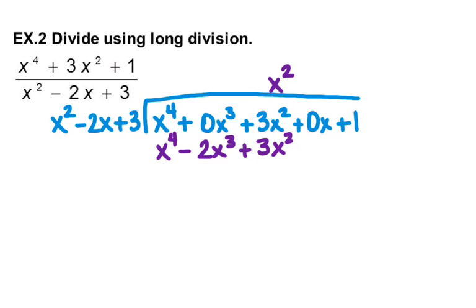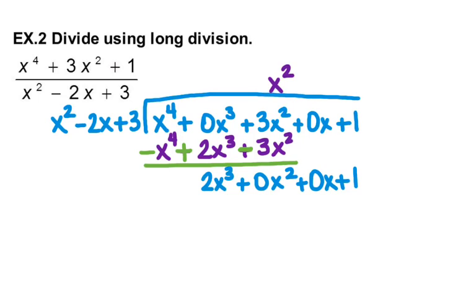I'm going to draw the line and change all the signs. My x to the 4th's canceled. I'm going to have 2x cubed plus 0x squared. And I'm going to bring everything down, plus 0x plus 1.